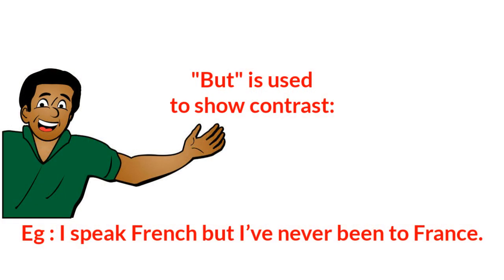Next one, but. But is used to show contrast. While we say about something different, or while we say about some certain facts which are entirely different from the fact which we already said, in all those cases, we can use but. Look at this example to understand it better. I speak French, but I have never been to France. It's a contrasting thing that I can speak French, but I have never been to France. So, but is used to show contrast.